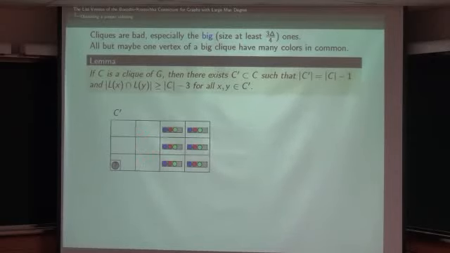Now I won't give a proof of this, but this is the concept of a core. So each part has the same list, but not only that, this core, this set of colors, appears in every single vertex of this clique, maybe except one.